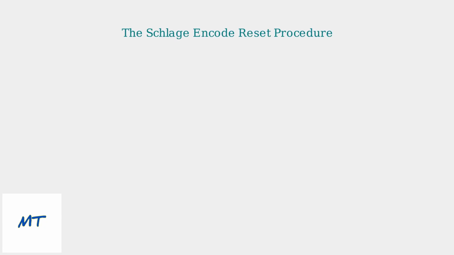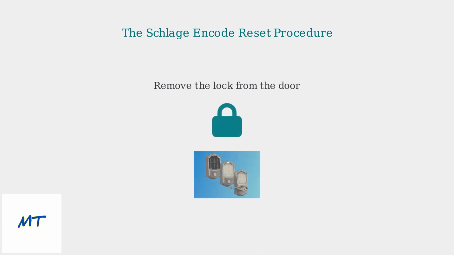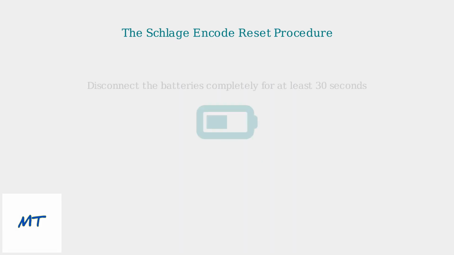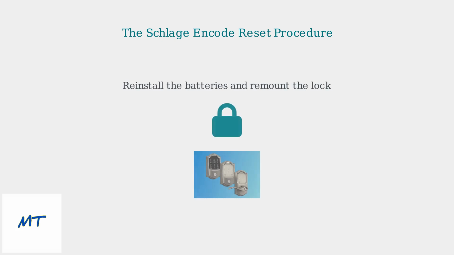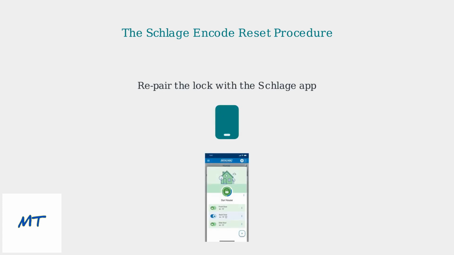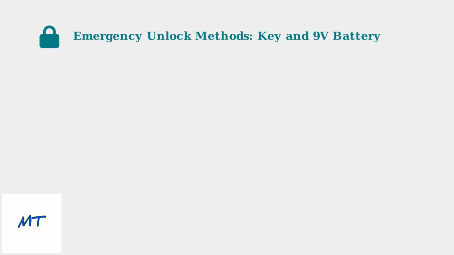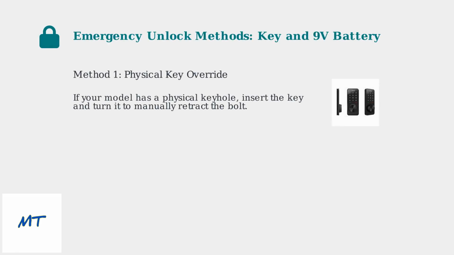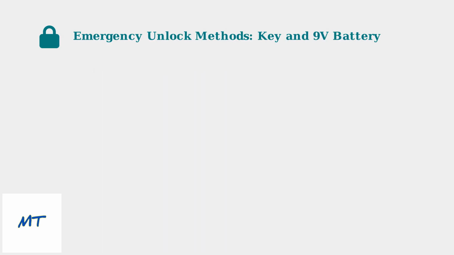A reset can resolve many software-related issues with the Schlage Encode. First, remove the lock from the door. Next, disconnect the batteries completely for at least 30 seconds. This clears the lock's memory. Then, reinstall the batteries and remount the lock on the door. Finally, re-pair the lock with the Schlage app. This recalibrates the settings. If the reset procedure doesn't resolve the issue, there are 2 emergency unlock methods available.